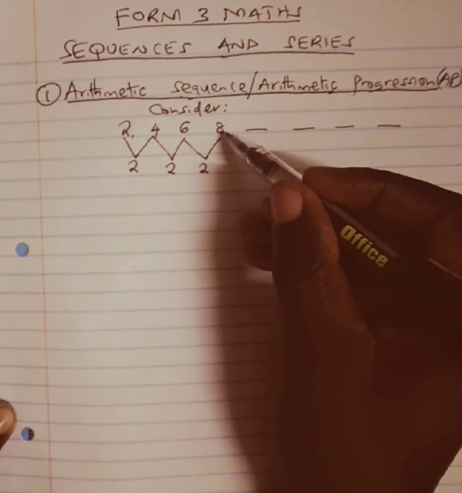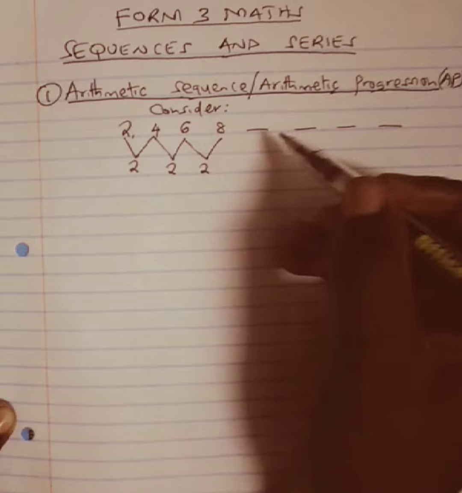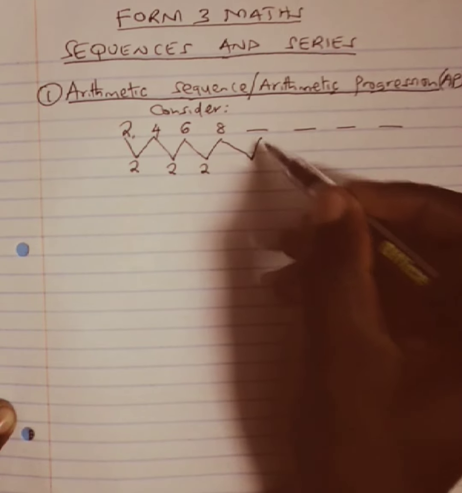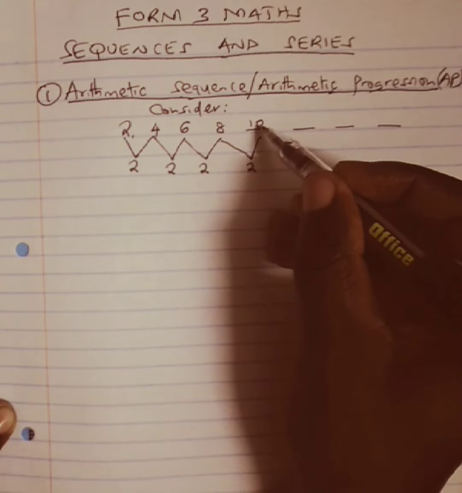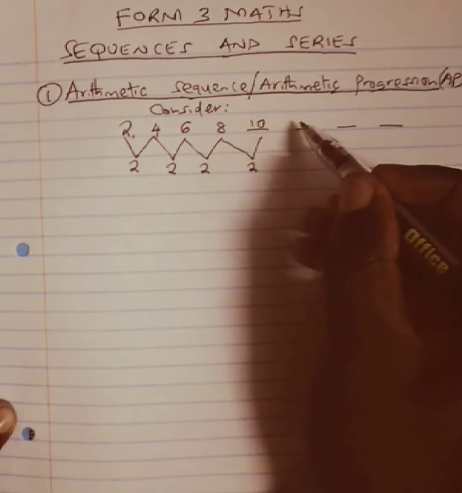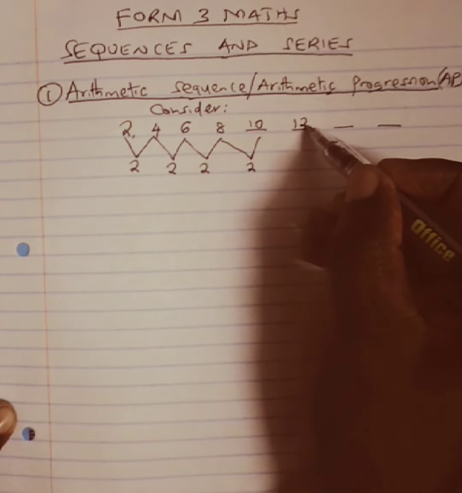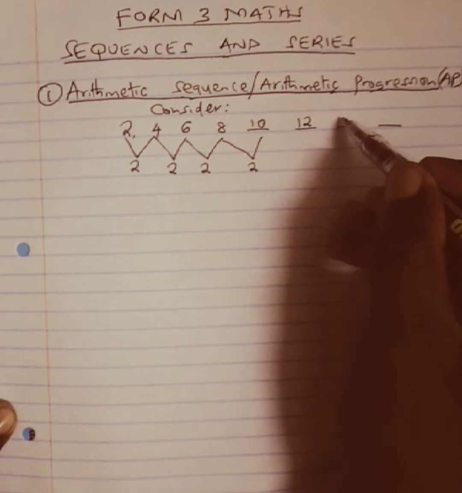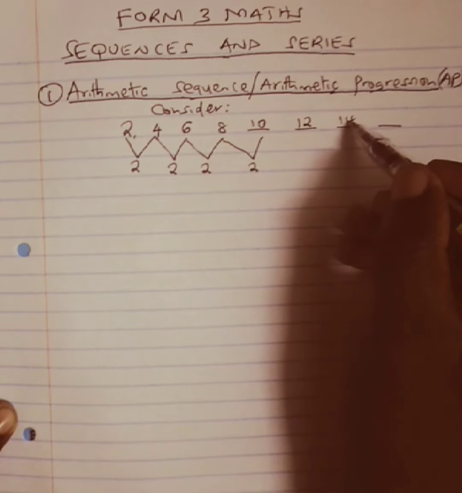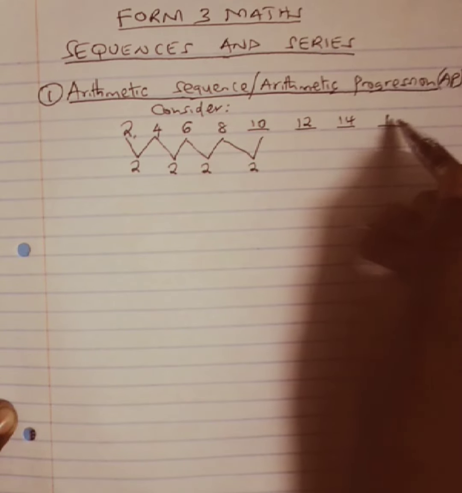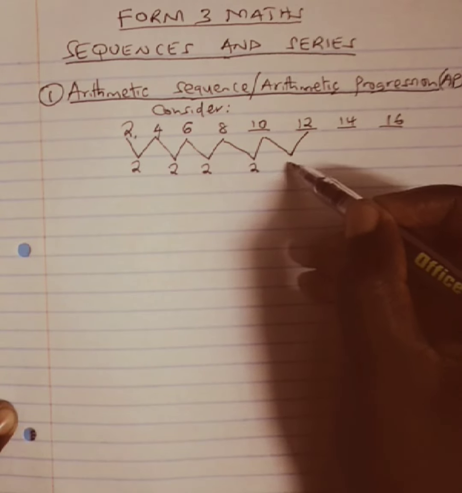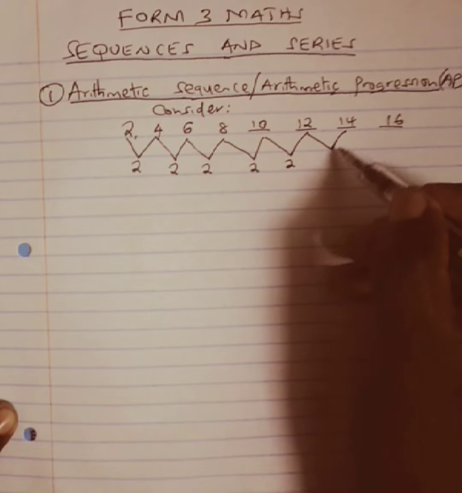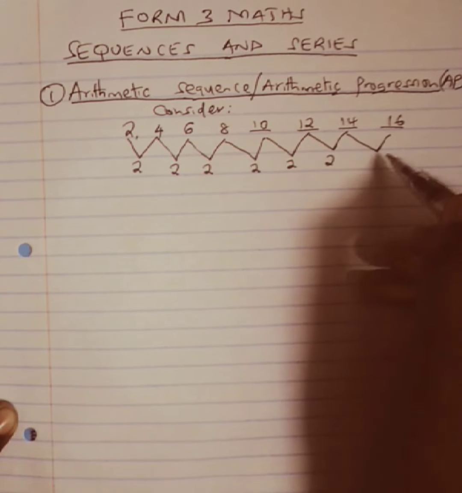That means to get the next term in this particular pattern, we are going to add the constant, which is 2, to get 10. Then from 10, we add 2, which is the constant number, to get 12. 12, you add the constant 2, you get 14. Then 14, you add 2, you are going to get 16. That means to get the next term, we get it by adding that common number, which is 2.